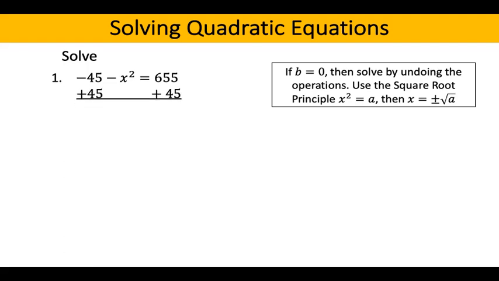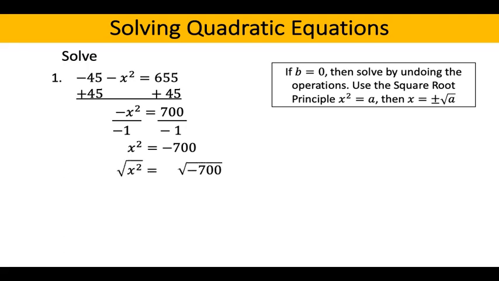We'll first start by adding 45 to both sides. We'll bring down negative x squared equals 700 because 655 plus 45 equals 700. Notice we cannot take the square root until that x squared is by itself, so we'll now need to divide by negative 1. We find that x squared equals negative 700. This is where we can take the square root of both sides in order to solve for x. When you take the square root, remember to keep your plus or minus sign.